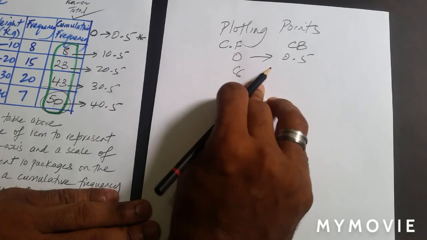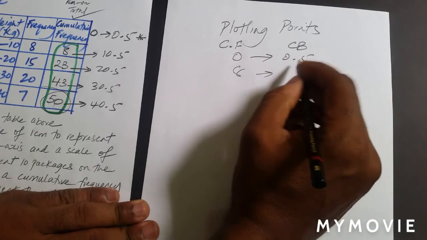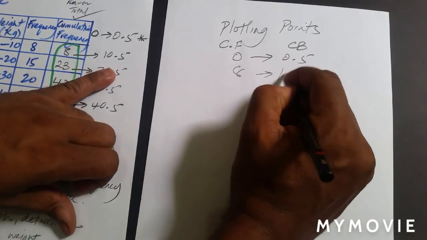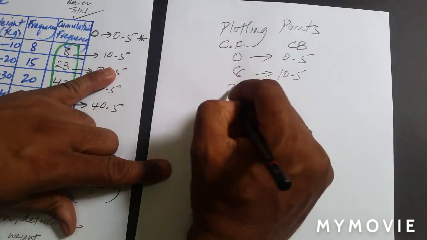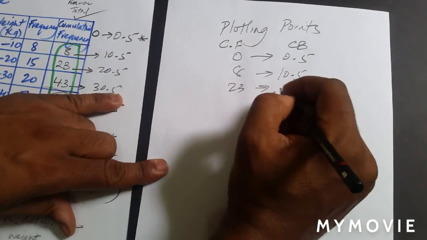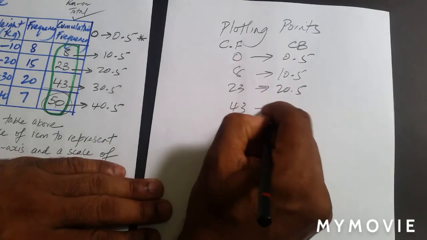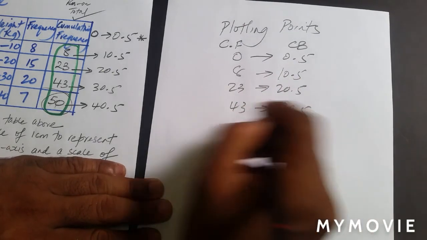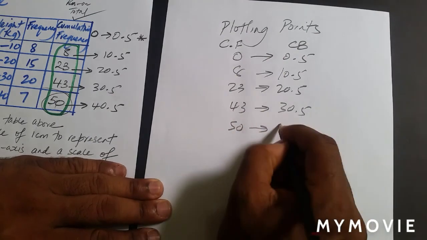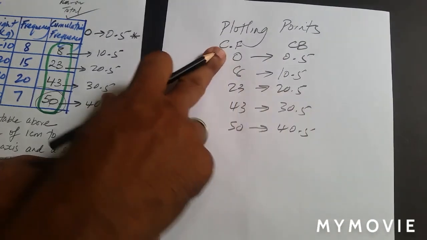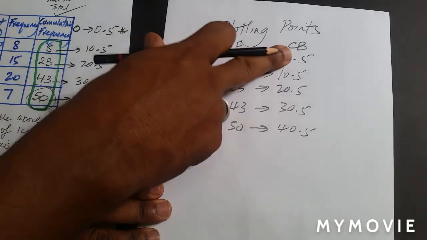8 is going to map to 10.5. 23 is going to map, we're going to plot that with 20.5. 43 is going to be plotted with 30.5. And 50 is going to be plotted with 40.5. So cumulative frequency, class boundaries.